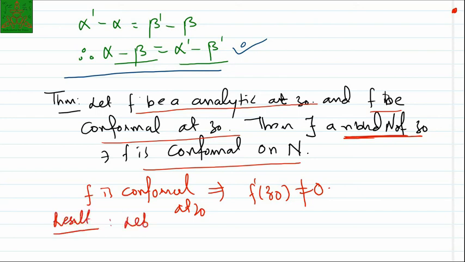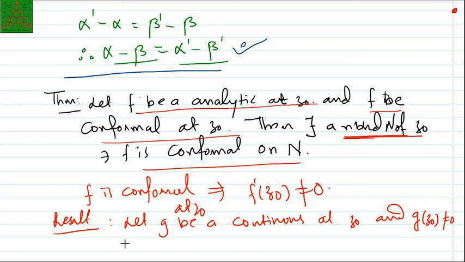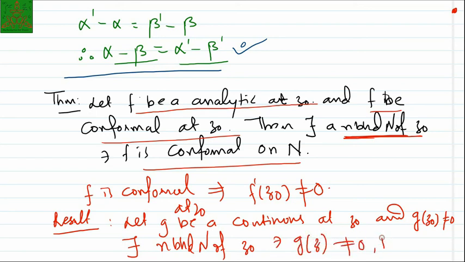So let g be a continuous function at point z0 and g of z0 is non-zero. Then we have proved that there exists a neighborhood of z0, let's say that neighborhood is N, such that g of z is non-zero for every z in N. Now this result we have already discussed in one of my previous videos. The link you can find from here.